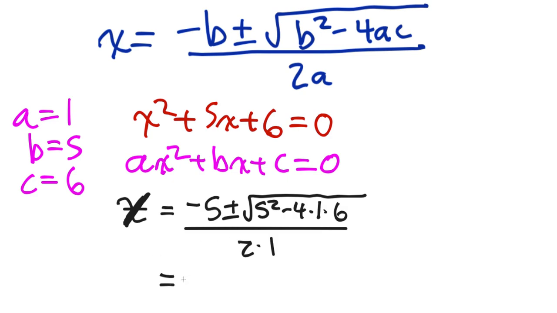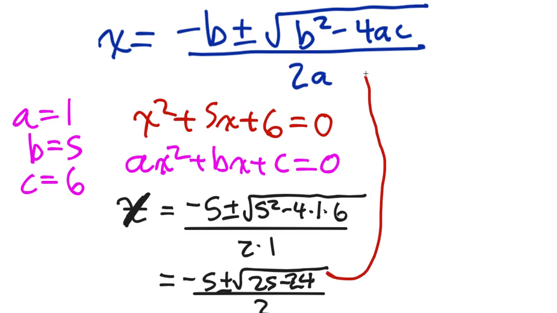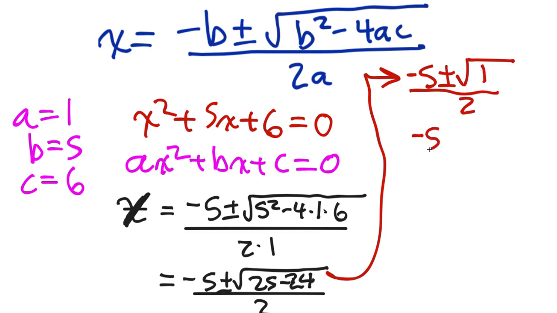Next step, that would be negative 5 plus or minus square root of 5 squared, which is 25, minus 4 times 1 times 6, which is 24, and then 2 times 1 is 2. I'm going to bring the work up and to the right. Forgive me, I'm running out of space here. That'd be negative 5 plus or minus, 25 minus 24 is 1. I like that, all over 2. Now, wonderful. Square root of 1 is 1. So that's going to become negative 5 plus or minus 1 over 2.